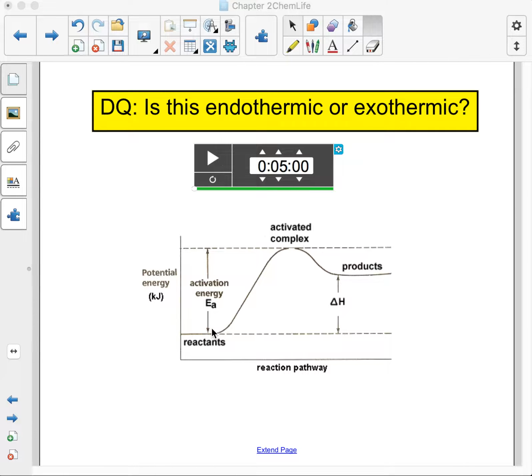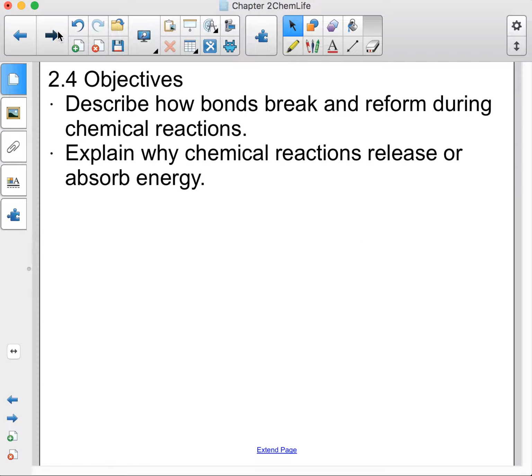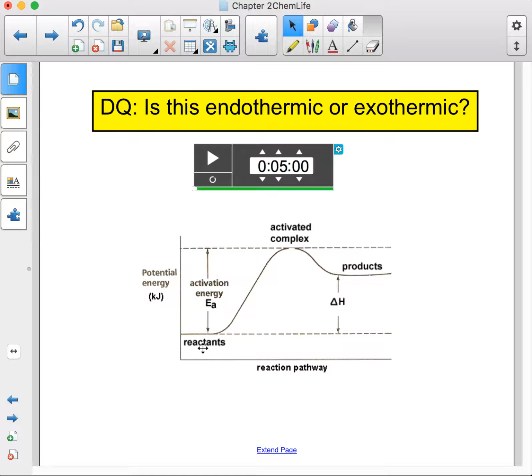Okay, if we look back at our notes, energy absorbed. So this is an endothermic reaction, where the reactants have a lower energy level than the products. And this is the energy absorbed in that process.